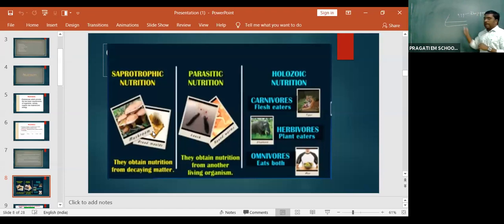Rhizopus. Black color spots. On the screen you are observing the first picture, that is about saprophytes. Second picture, that is about black color spots on the stale bread. See, the black color spots are nothing but rhizopus. It is related to fungus, that is a fungi family organism.